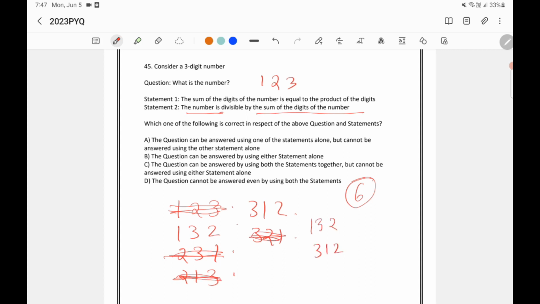Now we need to check which of these numbers is divisible by 6. So 132 means 6 into 22. Also 312 means 6 into 52. Okay, so both these numbers 132 and 312 are divisible by 6. So we cannot answer the question here. So either it could be 312 or it could be 132. So we cannot answer the question. So option D, the question cannot be answered by using both the statements. That is the right answer.